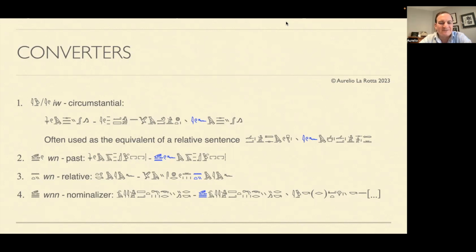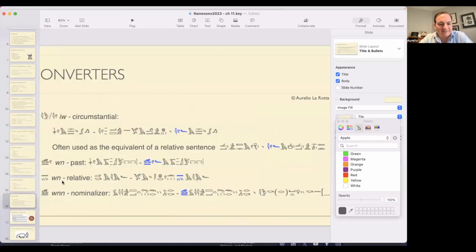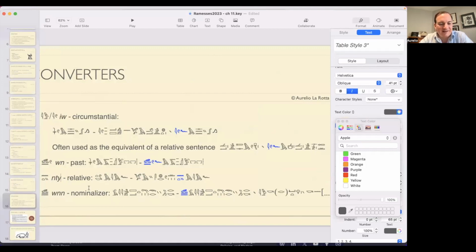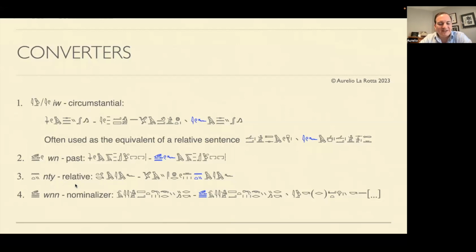That's the way that Neveu has them, and he lists four in total. He lists eu, the circumstantial. That's actually his second, I put it first. He lists one for the past. He lists anti for, oops, sorry, the dangers of copy and paste. That, of course, is anti, for the relative, for many relative sentences. And then what he calls a nominalizer. I'll say something about that in a moment.